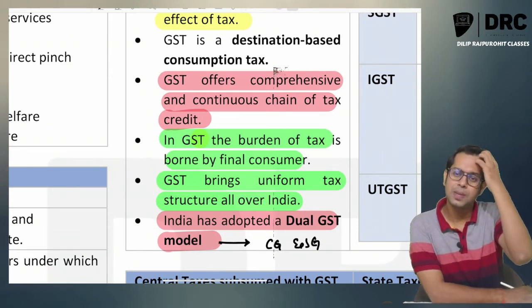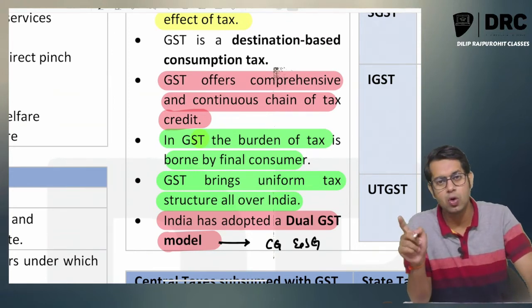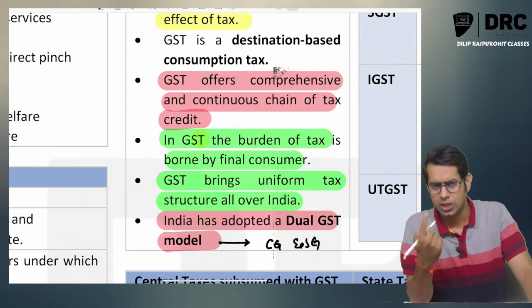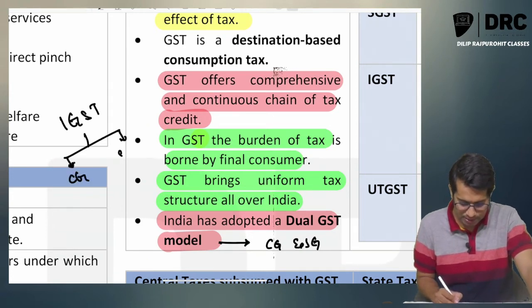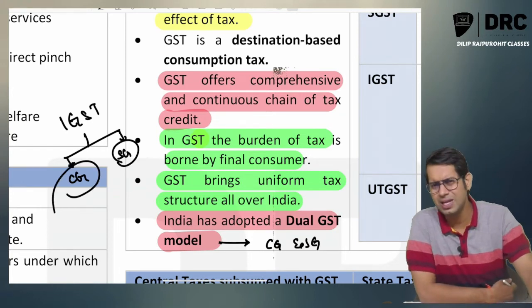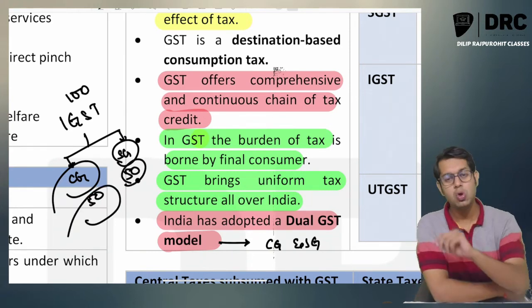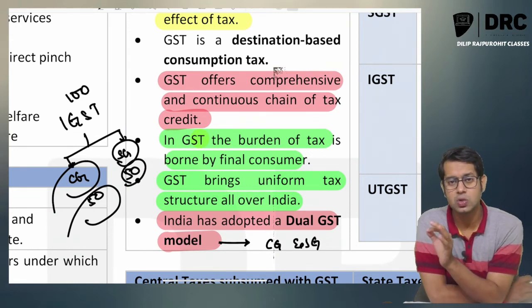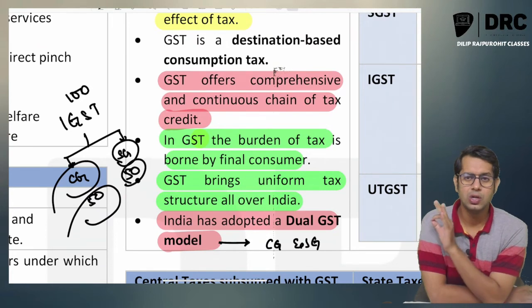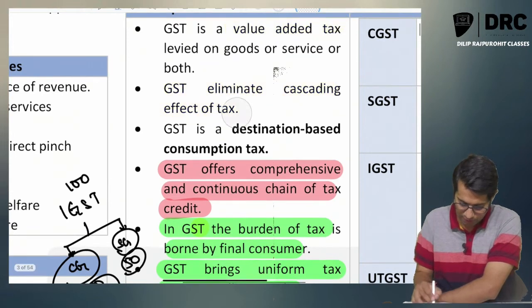For example, if I am supplying goods within the state of Karnataka, CGST will go to the central government and SGST will go to the state government. If I am supplying from Karnataka to Tamil Nadu, then IGST is collected. This IGST will be divided equally between the central government and the state government. Say 100 rupees is the IGST, 50 rupees will go to the central government and 50 rupees to the state government. Why, sir? Because the model of GST law which we are following is called the dual GST model.